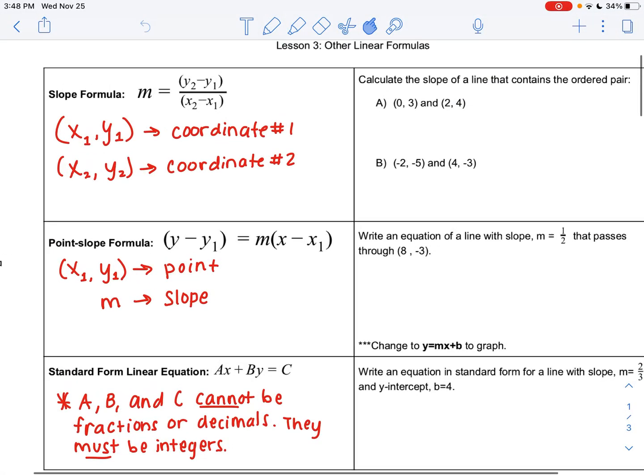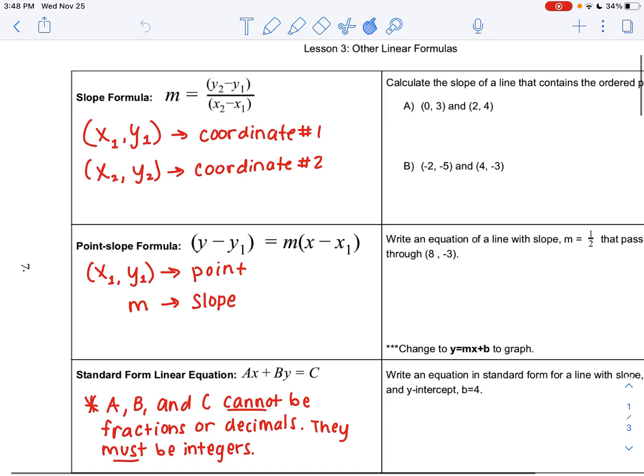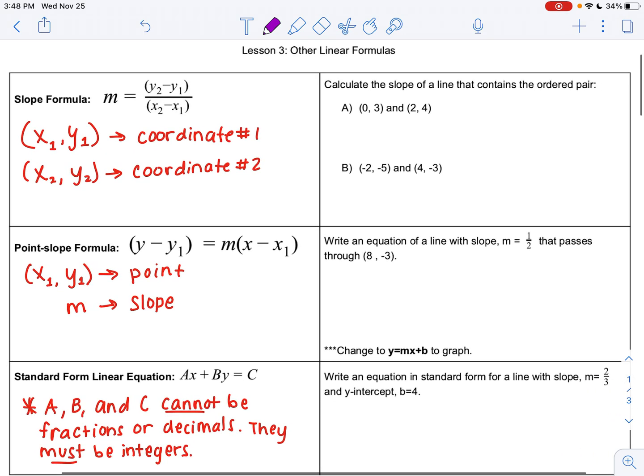Okay, so this is lesson 3, other linear formulas. This is on page 7 of your notebook. And we're going to talk about a few formulas, and then we're going to do some examples. So the first formula, m equals y2 minus y1 over x2 minus x1.